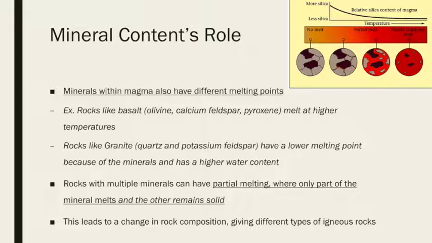So what happens is if you get a rock that has a combination of minerals, you can get an instance where, say at 800 degrees Celsius, part of the rock melts, whereas the other part still remains solid, because some minerals melt at a higher temperature, maybe like 900 degrees or 1000 degrees. And what this does is this leads to a change in the rock's composition, which then gives us ultimately the different types of igneous rocks.